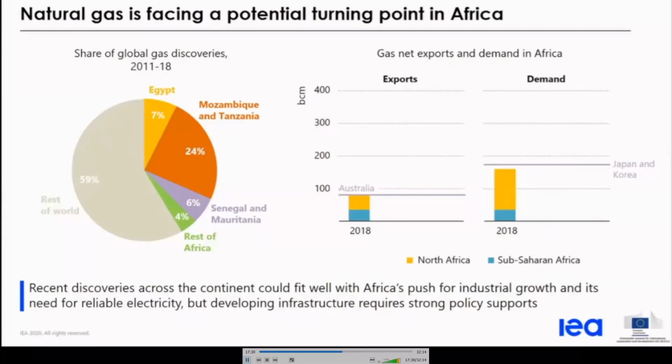Together with LNG technology innovation, these developments could fit well with Africa's push for industrial growth and its need for reliable electricity supply. In the power sector, the rapid deployment of renewables leaves room for gas to grow as a flexible and dispatchable source of electricity. Outside the power sector, the successful industrialization rests upon the stable provision of energy, including for energy uses that are hard to electrify. So gas could be quite well suited to some of these needs.